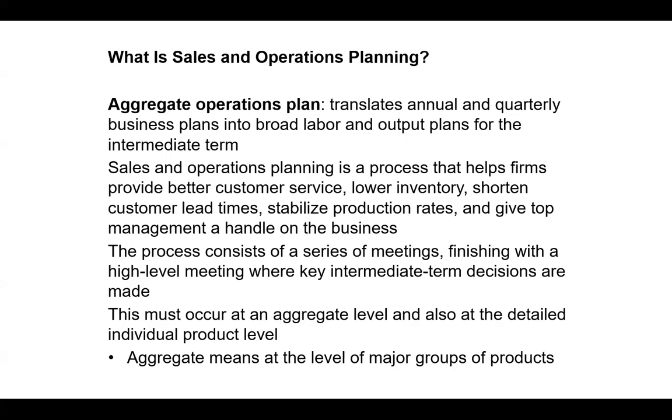Another key thing you need to figure out is that the aggregate plan, or what we call the sales and operations plan, focuses on a group of products. We never make this kind of plan for a single product.